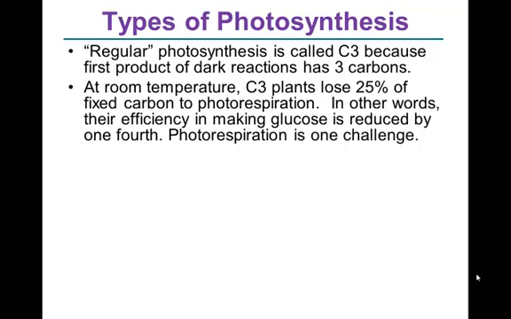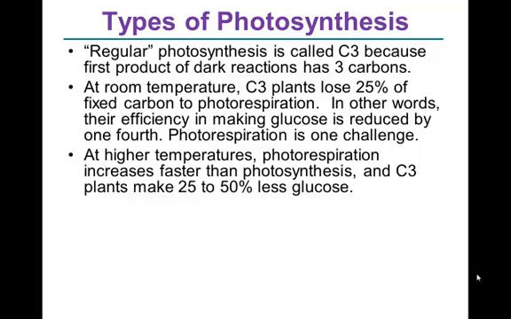At room temperature, C3 plants lose about a fourth of their fixed carbon to photorespiration. In other words, their efficiency in making glucose is reduced by 1/4. Wow, and that's all from photorespiration. So that's one challenge, one problem that has to be addressed. And the thing is, at warmer temperatures, it gets even worse. At higher temperatures, photorespiration increases faster than photosynthesis, and C3 plants can lose up to half of their photosynthate, or the glucose that they would make with the process.